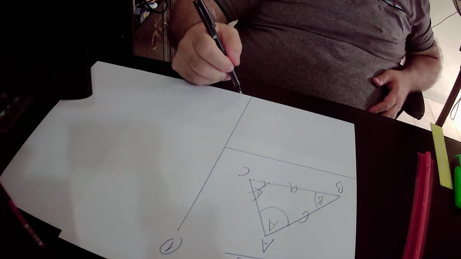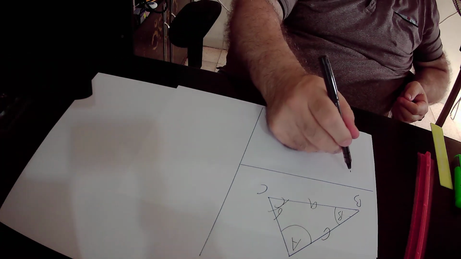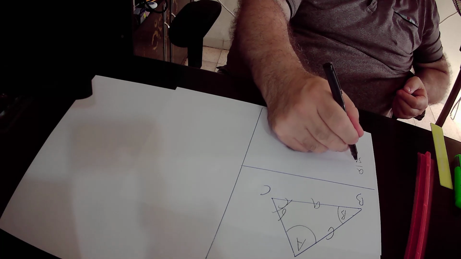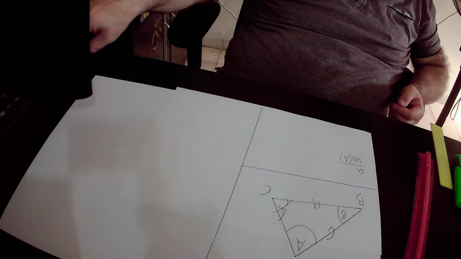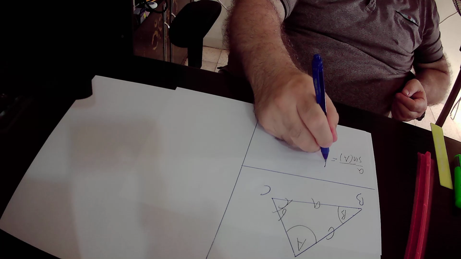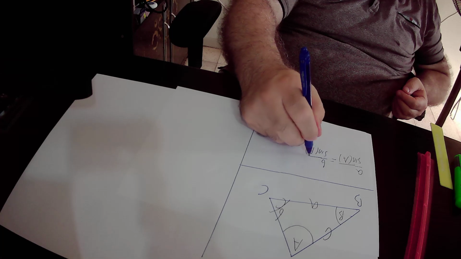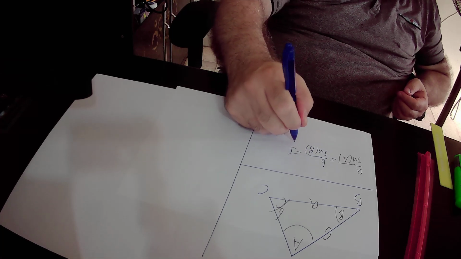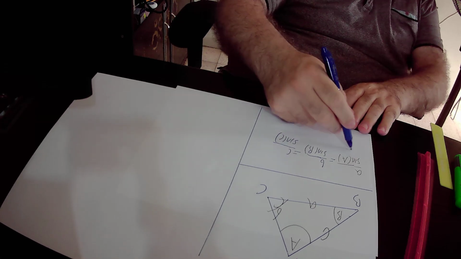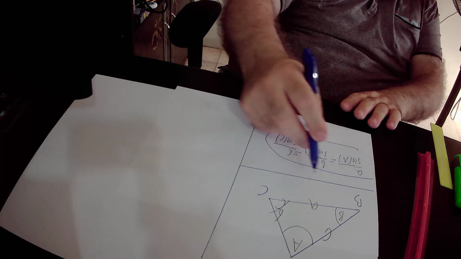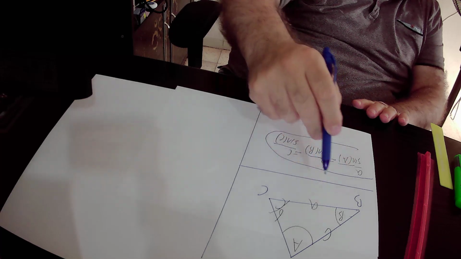So according to the law of sines, we'll get that A over sine A equals B over sine B, and it is equal to C over sine C. Okay. Repeat again, according to the law of sines, in triangle ABC, that could be any triangle, A over sine A equals B over sine B equals C over sine C.